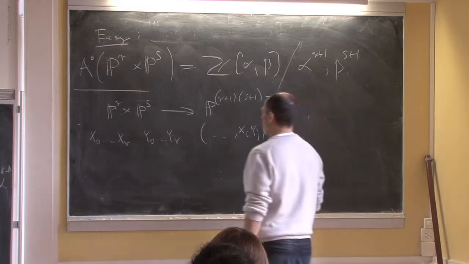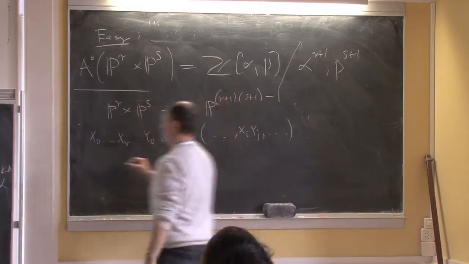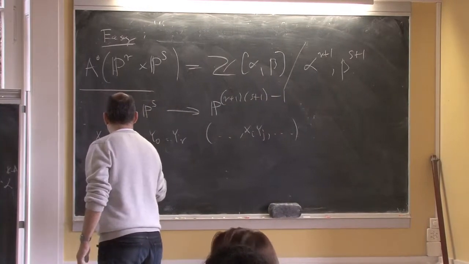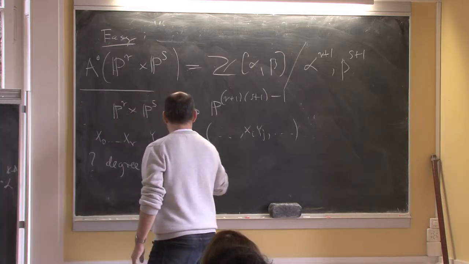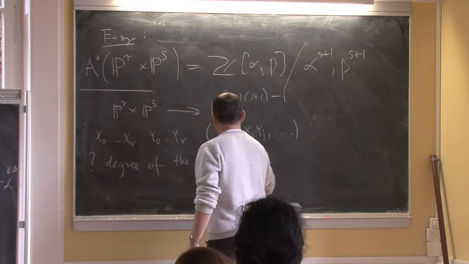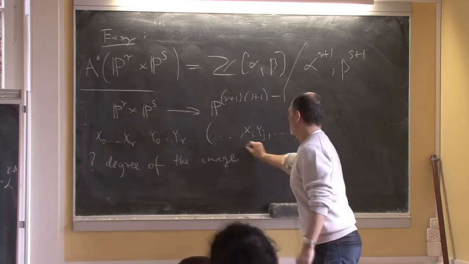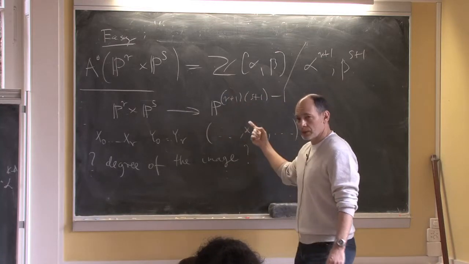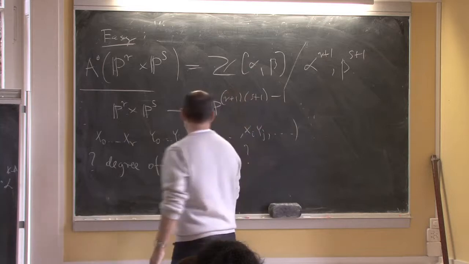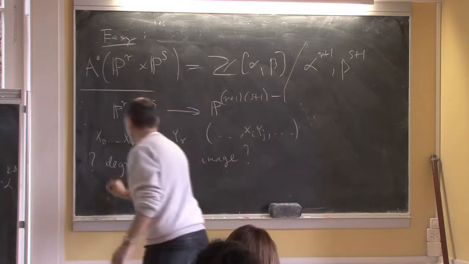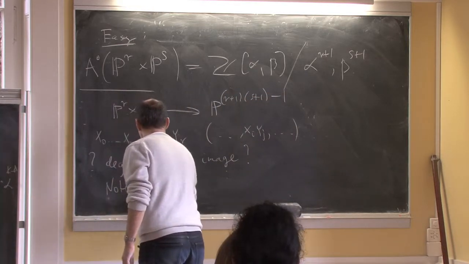So the question now is the degree of the image. The image is a subvariety. By the way, it's easy to see, note, this is an embedding.